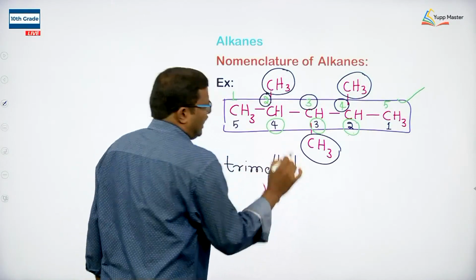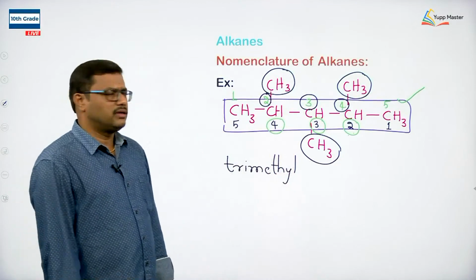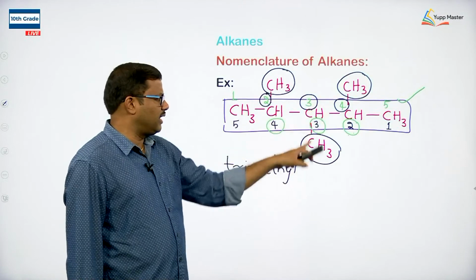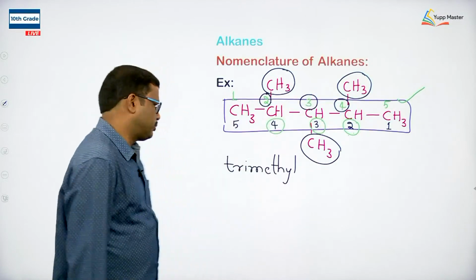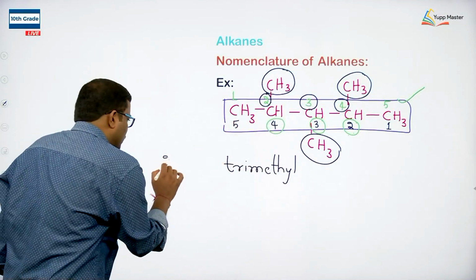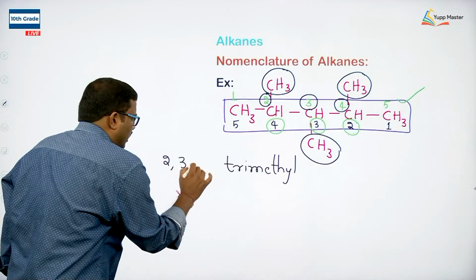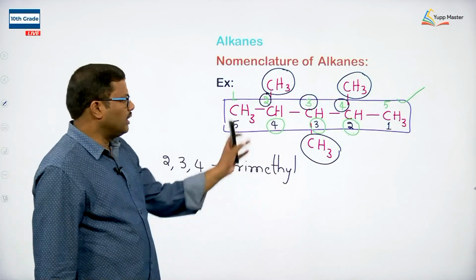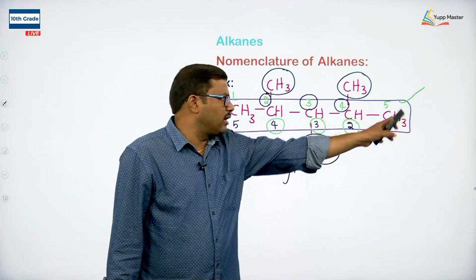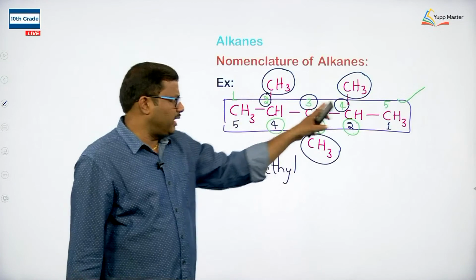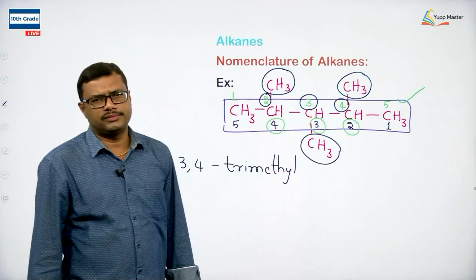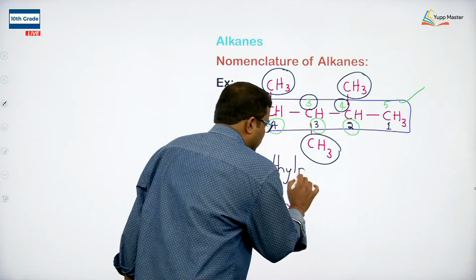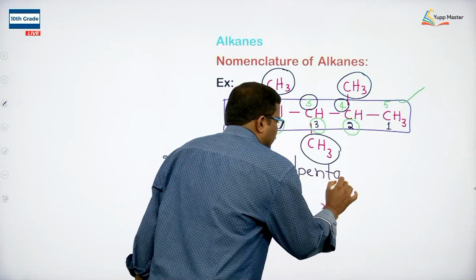Okay, where are they present, what is the location for these substitutions? At the second carbon we have a substitution, at the third carbon, at the fourth carbon. So I am writing it as 2, 3, 4, then hyphen trimethyl. How many carbon atoms does the parent chain contain? In this case the parent chain contains 5 carbon atoms. So when we have a 5 carbon chain, the name is pentane. So the parent name is pentane.